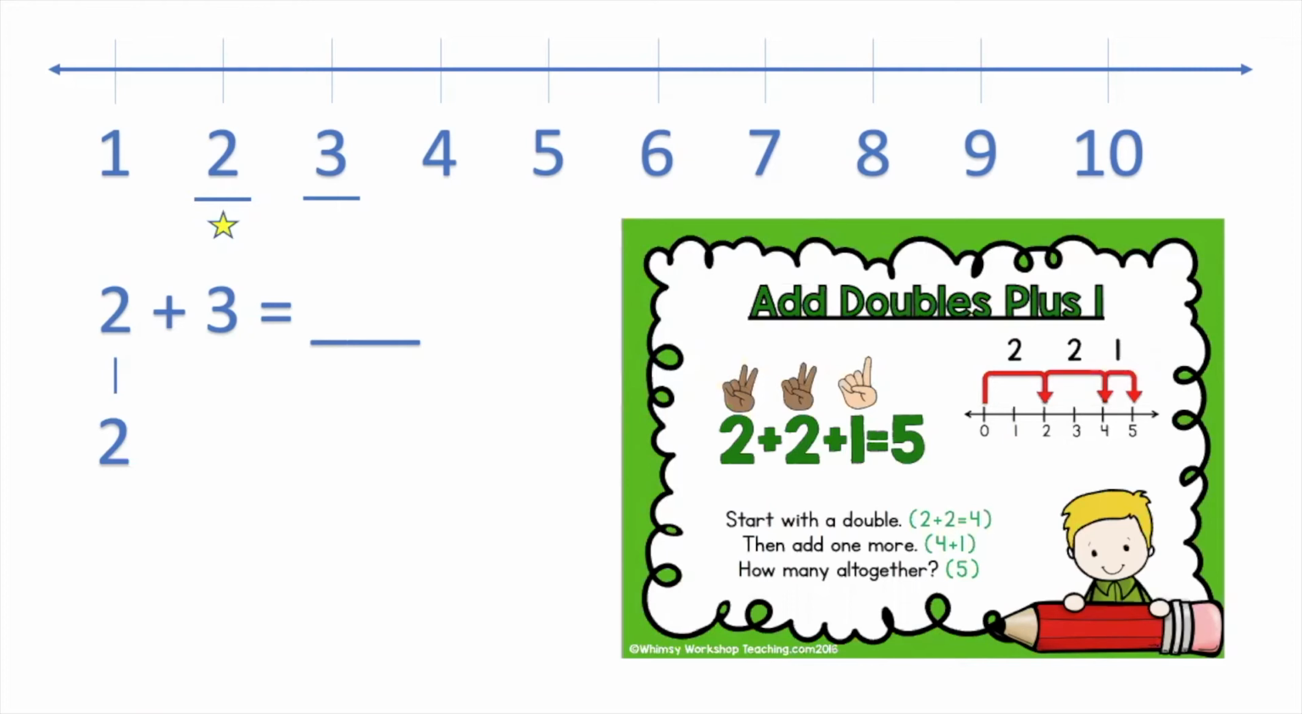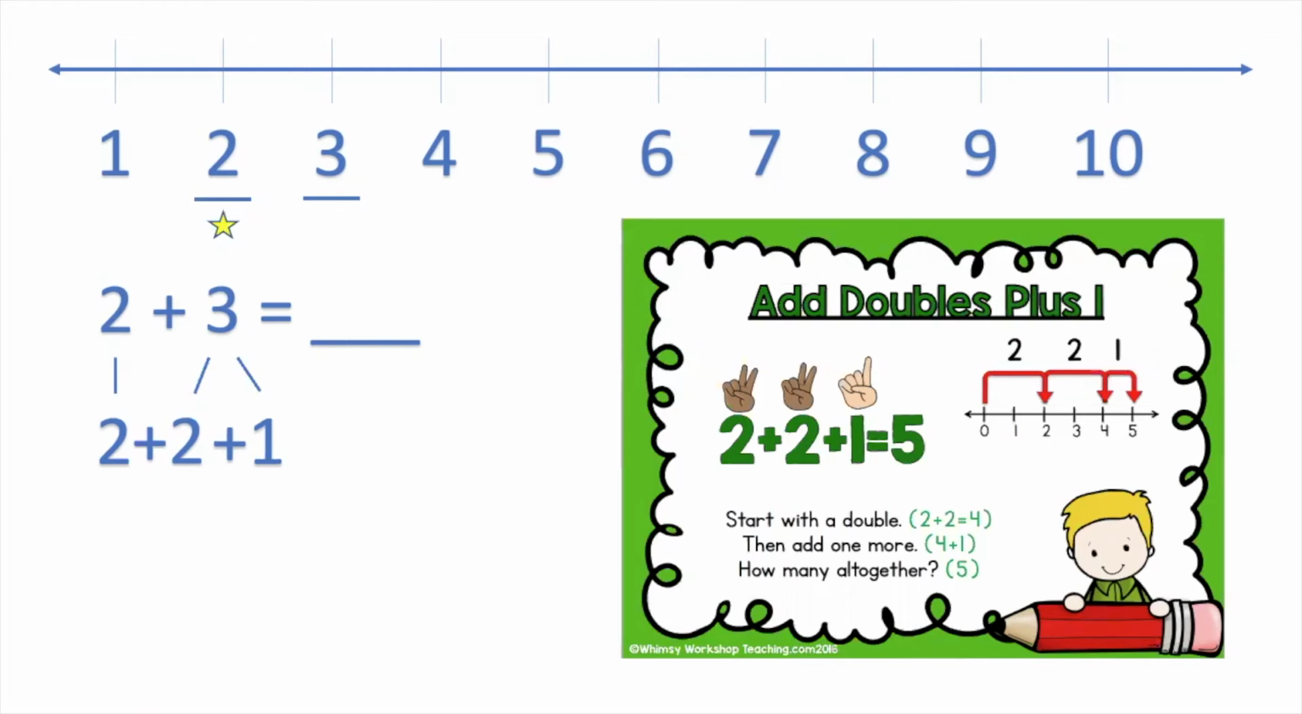Then we break down the larger number into the first number plus 1. 3 is 2 plus 1 because it comes after 2 on the number line. So now our equation is 2 plus 2 plus 1.